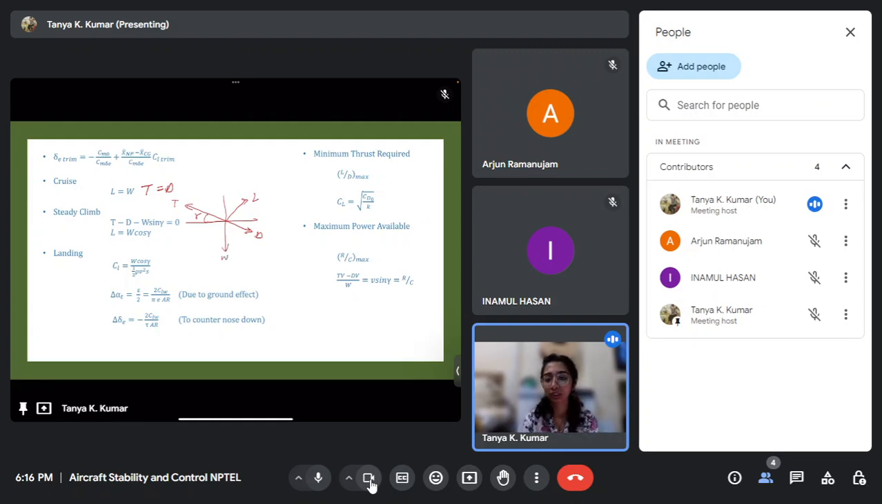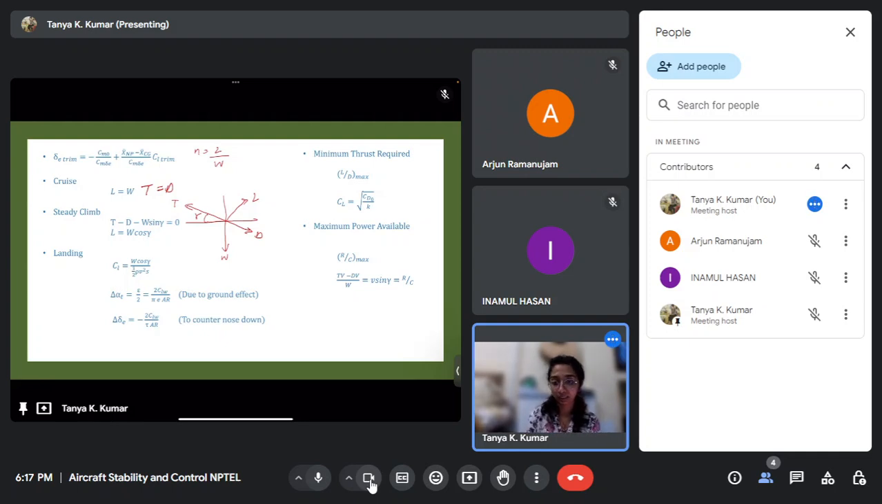When you resolve these forces and derive the equations, we get T minus D minus W sine gamma equal to 0, and lift equal to W cos gamma. The load factor is lift upon weight. For cruise, the load factor was 1. For steady climb and other maneuvers, it will not be 1 because lift is not equal to weight; lift is equal to W cos gamma. So your load factor changes. Similarly for landing, the thrust is inclined in the other direction at an angle gamma. So we get these equations, and then the coefficient of lift is given by this formula.